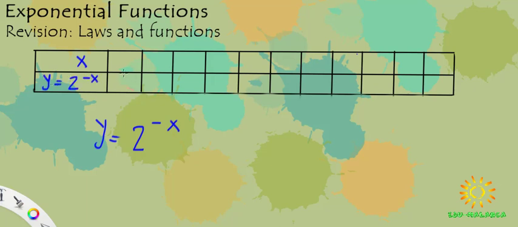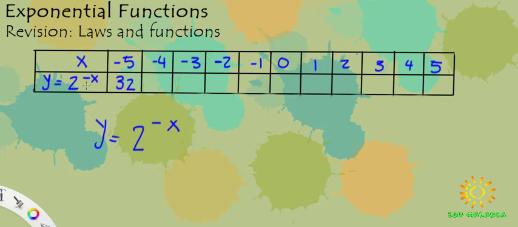Our x values will stay the same: minus 5, minus 4, minus 3, minus 2, minus 1, 0, 1, 2, 3, 4, 5. These are the values of the domain. Let's come up with the values of the range now. So 2 to the power minus negative 5. The negatives are going to cancel out in this case, and you're going to get a positive. So this one will be 32.